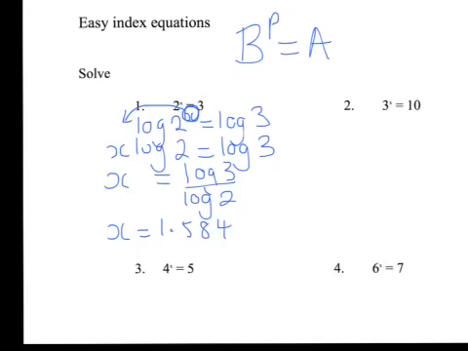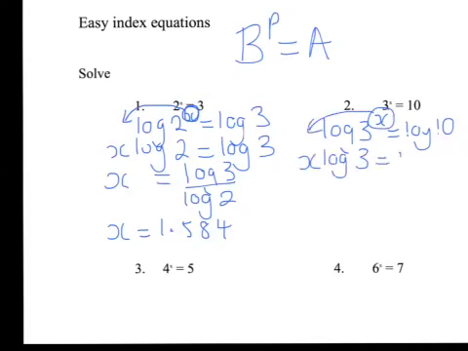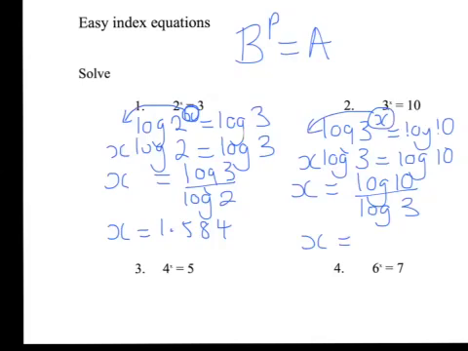Okay, let's do the second one. So it's exactly the same process as before. We're going to take logs to both sides. So log 3 to the x equals log 10. And then we're going to move that x down in front. x log 3 equals log 10. And then we're going to divide. So x equals log 10 divided by log 3. So x equals, on my calculator, log 10 divided by log 3, and my calculator is telling me 2.0959. Okay, easy. Right, you guys have a go at 3 and 4.